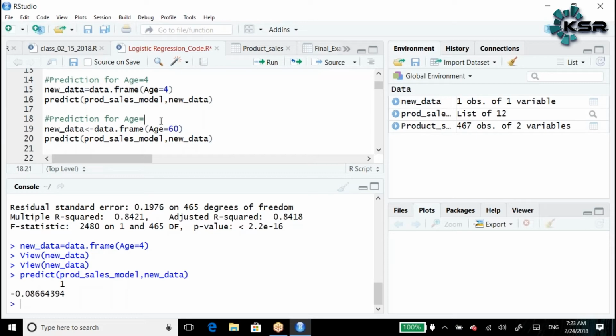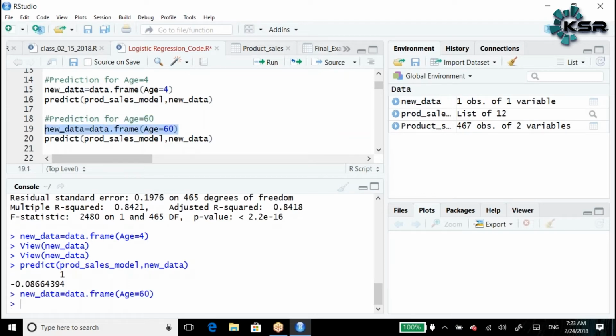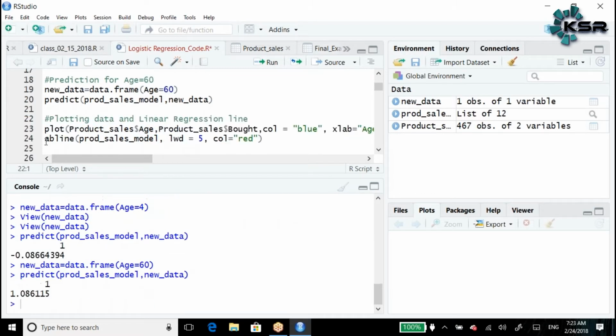Let's predict for 60. I am storing it in the same way: data is equal to data.frame age is equal to 60. Predict of this gives 1.08. That is 108%. How does it make sense? Again, it does not make sense at all. Do we think we are doing it correctly?